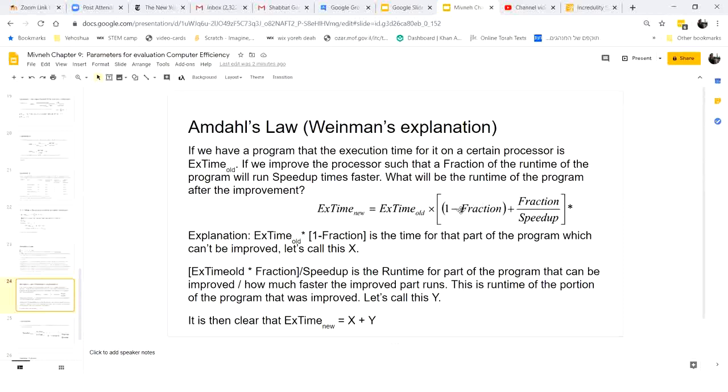That makes sense, because the 5 minutes for mixing the batter remains. The 15 minutes is now divided among 3 frying pans. So it's 3/4 divided by the speed up. Well, the speed up is 3. I got 3 instead of 1 frying pans. So 3/4 divided by 3 is 1/4. 1/4 times the old execution time. The total old execution time is 20 minutes. So 1/4 of that will be 5 minutes. So 5 and 5 is 10. So this equation makes a lot of sense.